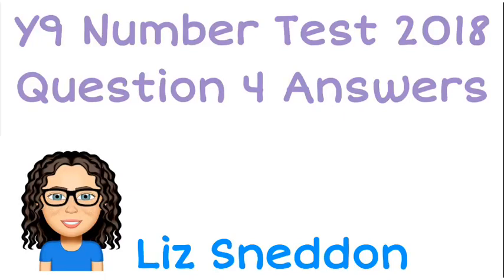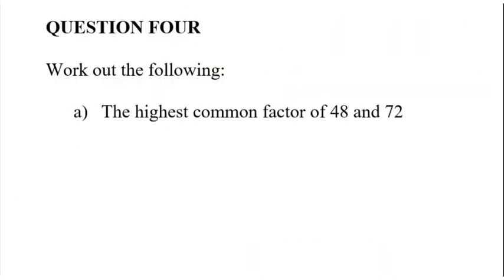Let's have a look at question 4. So here we go. We want to find the highest common factor of 48 and 72. So the first thing I need to do is list all the factors of both of these numbers. So let me start with 48.